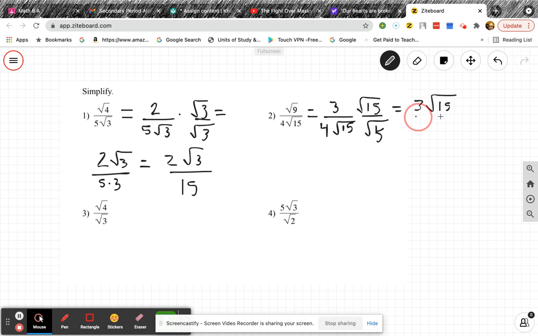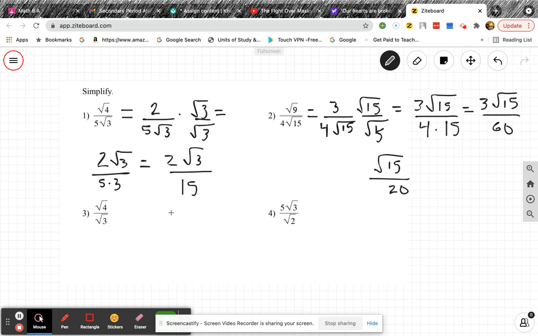And the denominator is 4 times, and square root of 15 times the square root of 15 is the square root of 225, which is 15. So then we would have 3 times the square root of 15 over, and 15 times 4 is 60. You can leave it like that. However, 3 goes into 60 20 times. So it does simplify to this.